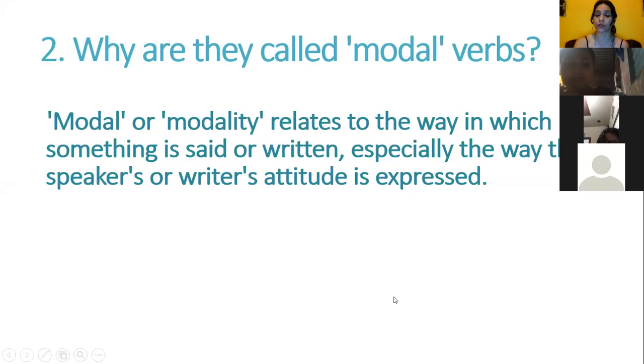Okay, so this is what we were talking about earlier, guys. So a modal verb relates to the way in which something is said or written, because remember that you can write a message saying, I don't know, could you help me? Or you say, you must not miss class today, all right? So you can express an idea by speaking verbally, or by writing, okay? And it says especially the way the speaker's or writer's attitude is expressed. So modal verbs help us to express our ideas in different ways, sometimes as obligations, sometimes as opinions.